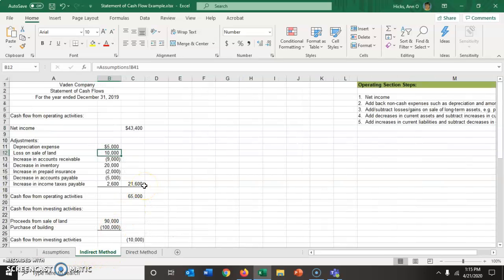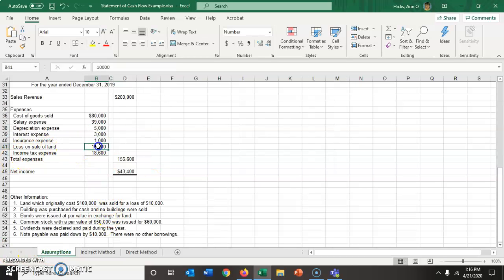Now, you may have to calculate that. Keep in mind that accumulated depreciation changes because of the occurrence of depreciation expense. It also changes when you sell an asset. But one way you can get at depreciation expense, if it isn't broken out separately for you, is to analyze the changes in accumulated depreciation. Then we're adding that back because it's a non-cash expense. It reduced net income. It did not reduce cash. Then, as I mentioned earlier, we have loss on sale of land of $10,000.